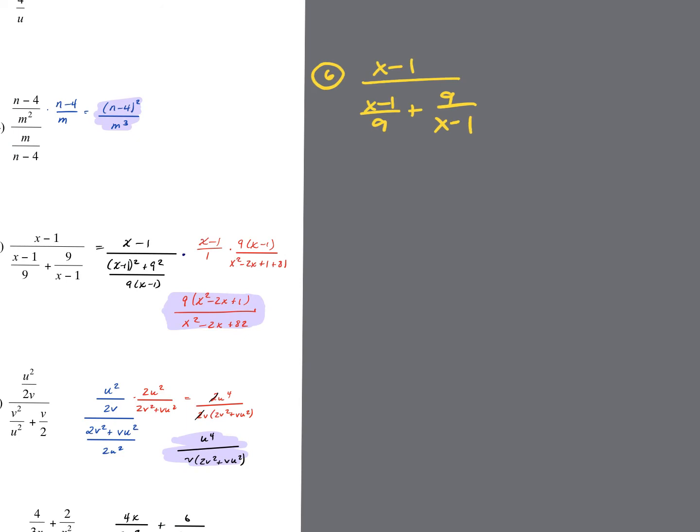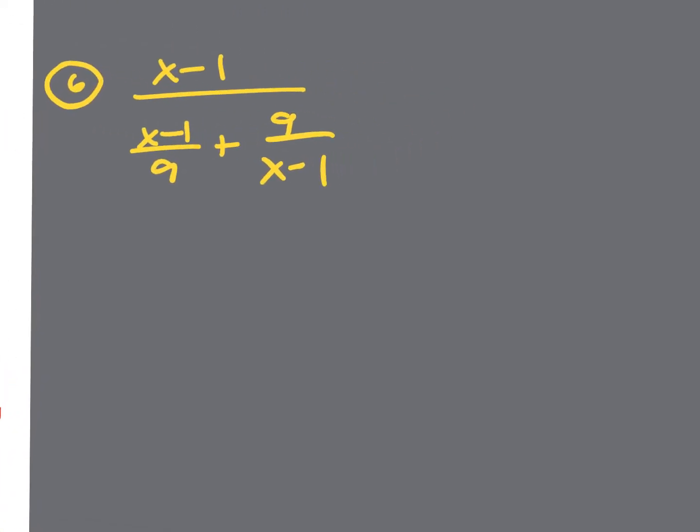Okay, so tell me which method you would have chosen. Would you have just tried to put the bottom together, or would you have multiplied all of it by the least common denominator? Bottom together.